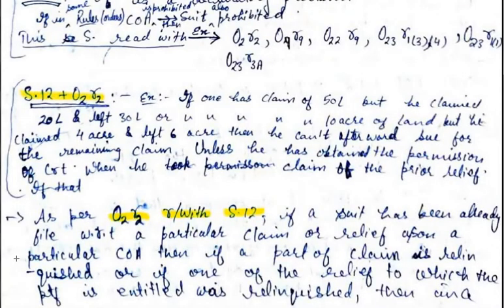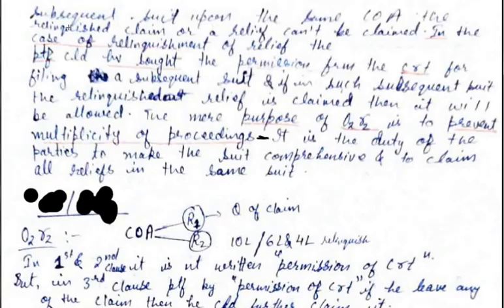तो इसमें लिख लो आप कुछ. So write as per Order 2 Rule 2, read with Section 12. If a suit has been already filed with respect to a particular claim or relief upon a particular cause of action, then if a part of claim was relinquished, or if one of the reliefs to which the plaintiff was entitled was relinquished, then in a subsequent suit upon the same cause of action, the relinquished claim or a relief cannot be claimed.